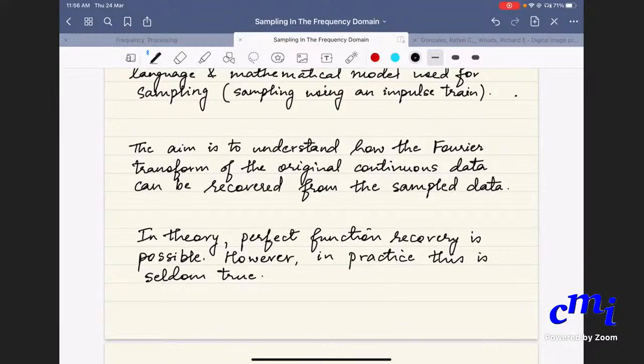Now, in theory, all this can be done, and perfect function recovery is possible. That's what we will show in theory. In practice, however, this is not always true. There are many small conditions that come into play when one wants to apply this theory in practice. But let's try to at least understand the theoretical idea, how this is done, because even though in practice it doesn't work perfectly, still the same idea does go.